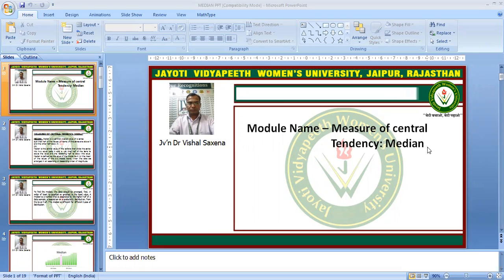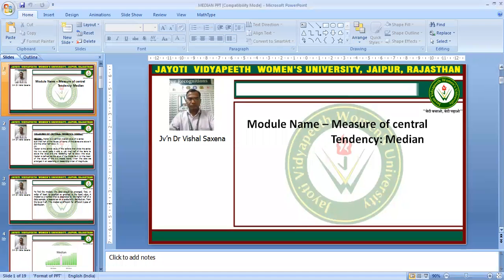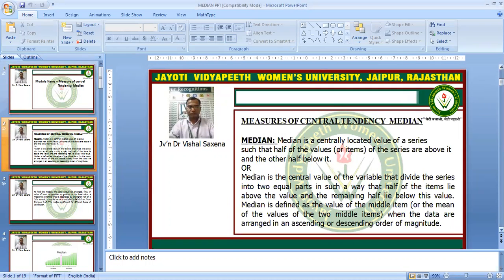Today I am going to discuss the module measure of central tendency, and we are discussing the part median today. So first we see what is the meaning of median, a measure of central tendency, and we take the median part today.